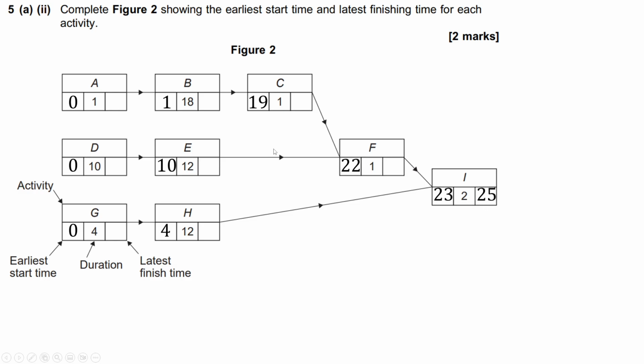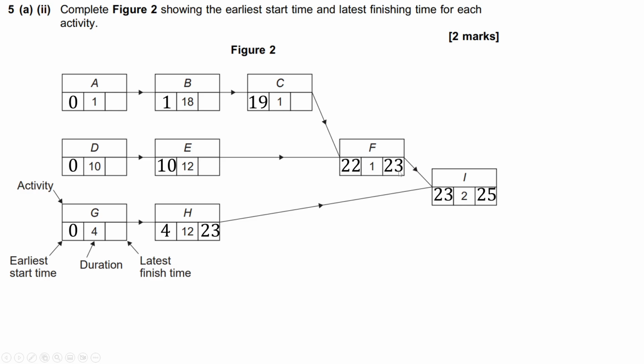Now we need to go backwards to find the latest finish times. If the latest finish time of this one is 25 and it has duration 2, that means it must have started at the 23rd minute. So this one must finish at the latest at the 23rd minute, to be able to finish this one at the 25th minute. Now let's look here. So 23 take away 1, that would actually, no, I think I've started down here first. So we've got 25 take away 2, same thing here, 23.